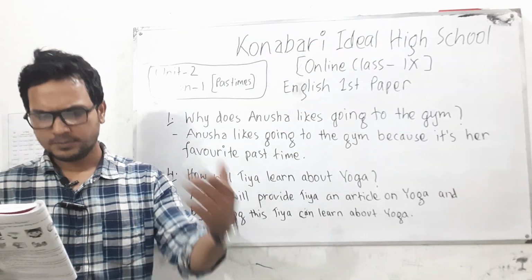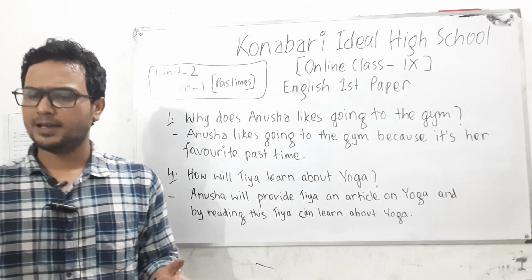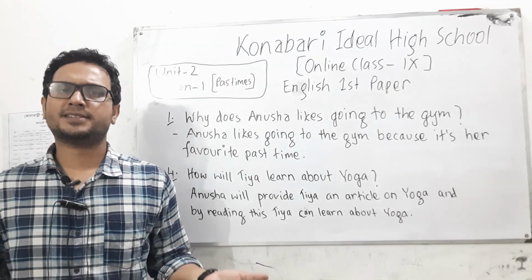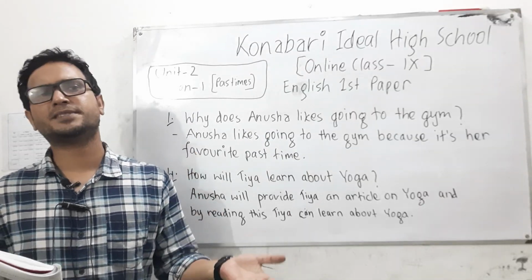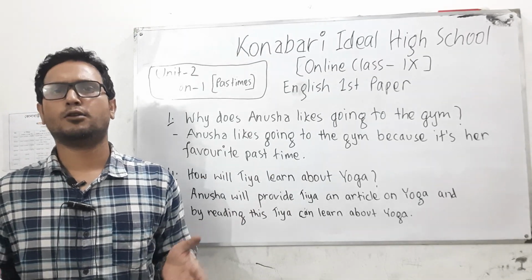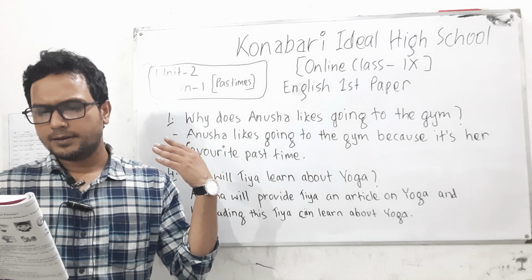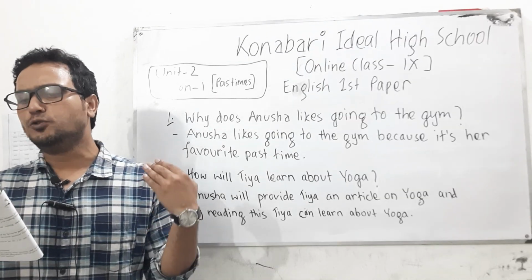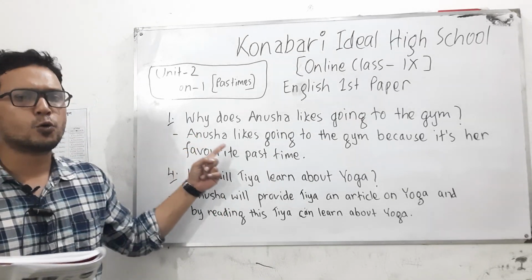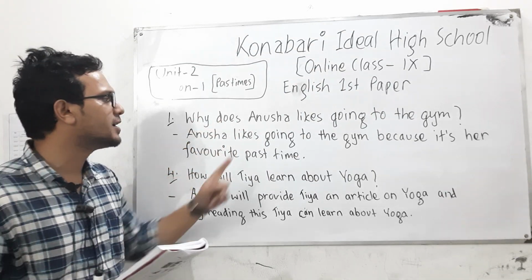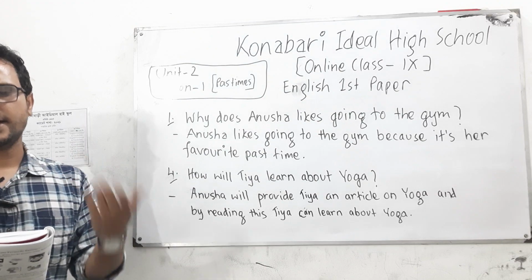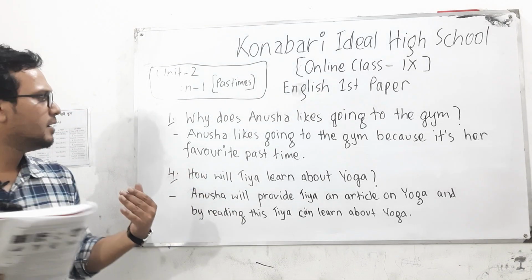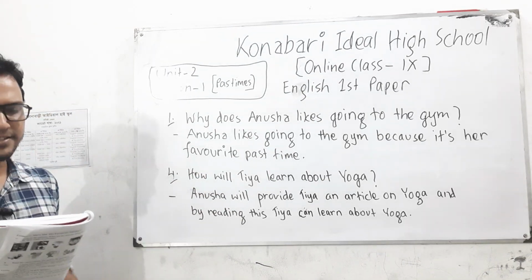Okay, so we covered lesson 1 about have you any favorite pastimes, and in this lesson we have talked about different pastimes. We have talked about how many pastimes people can have in the same timeline or simultaneously. So at the end of this conversation you can find 4 questions. The first question is, why does Anusha like going to the gym? I have written the first question on the board. The answer I get from reading the text is Anusha likes going to the gym because it's her favorite pastime. So that is the answer to your first question.